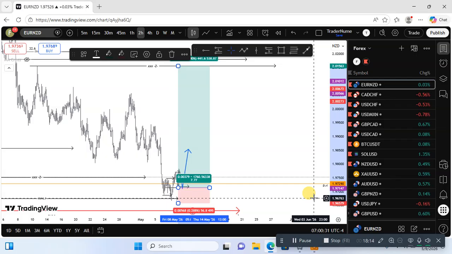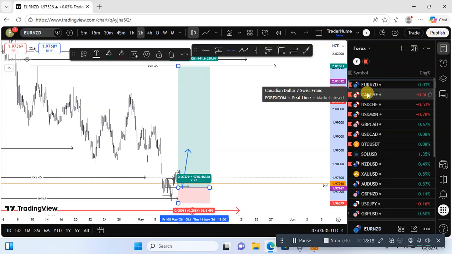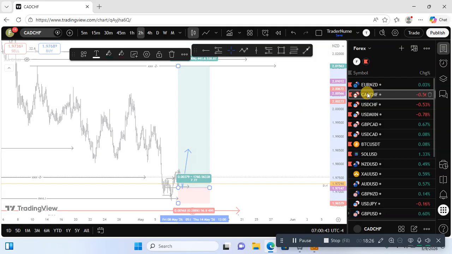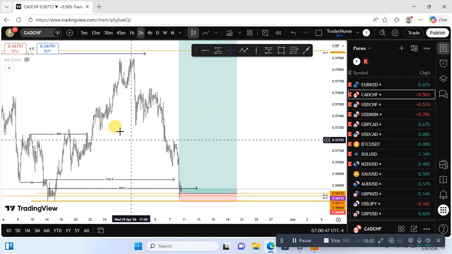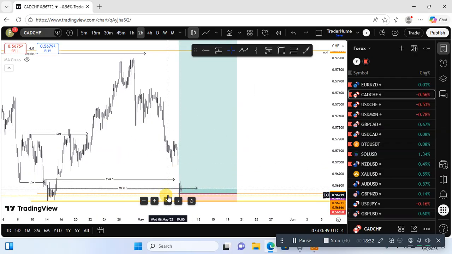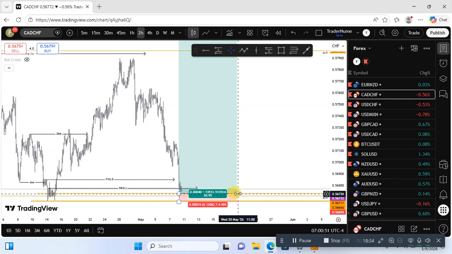I think if you can still hear me, I can do another one, and I'll wrap it up. Top down analysis down to our entry analysis, right? So this is for CADCHF. I'm already buying it because I bought at the 4 hour level.